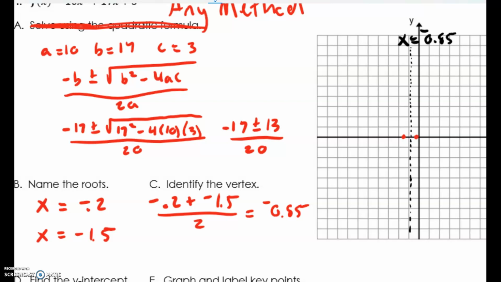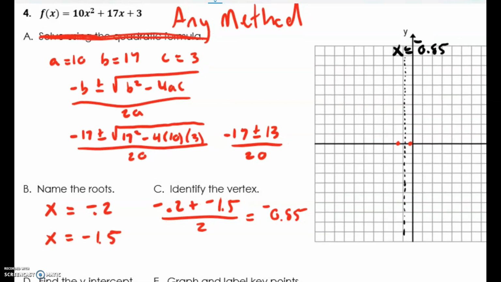Okay. Next thing, plug that in. So if I plug that into the equation, my equation was this 10x squared plus 17x plus 3. So I'm plugging in a negative 0.85 for that. 10 parentheses, negative 0.85 parentheses squared plus 17 parentheses negative 0.85 plus 3. And I'm getting negative 4.225.